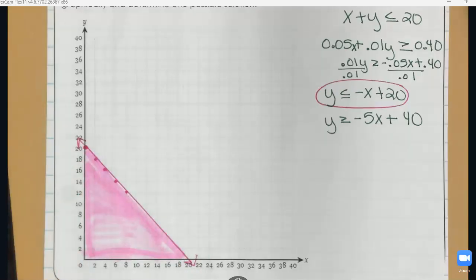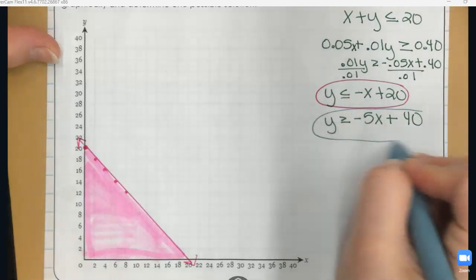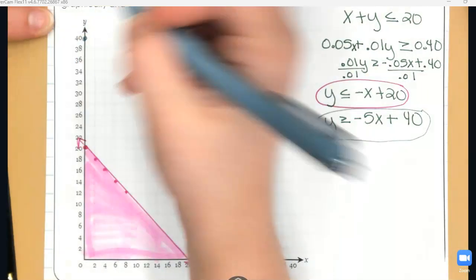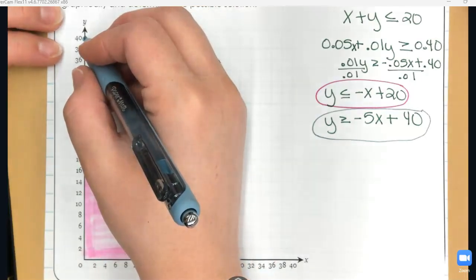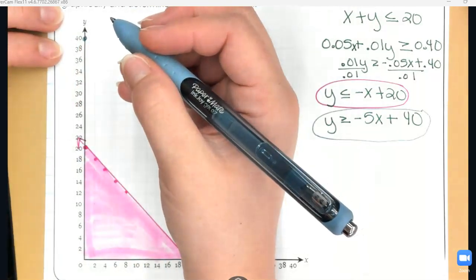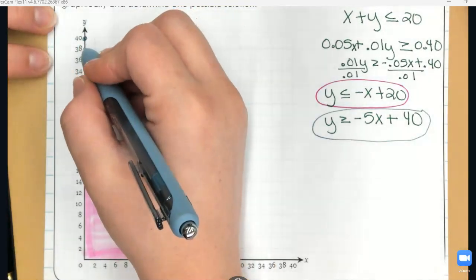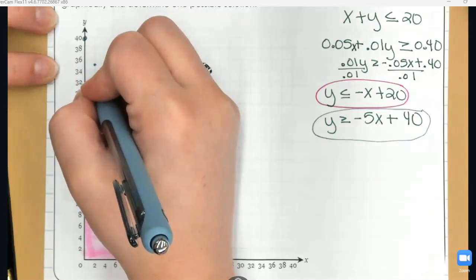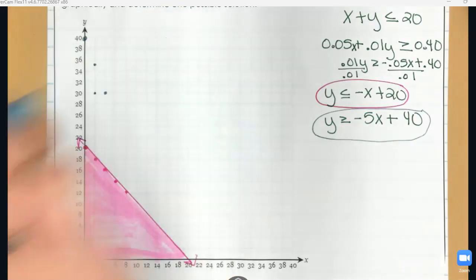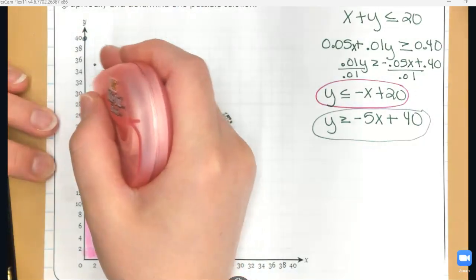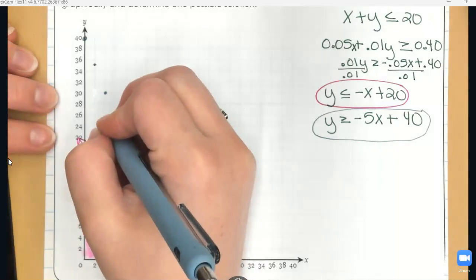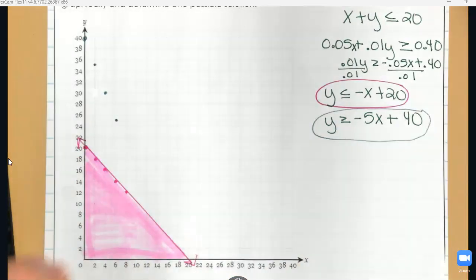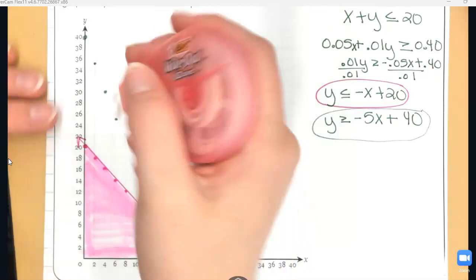Okay. For my second one, which I will do in blue, my intercept is at 40 and my slope is negative 5. So that's going to be down 5. And this is scaled by 2s, unfortunately. So 2, 4, 5, and over 1. Oh, and this is scaled by 2s as well.